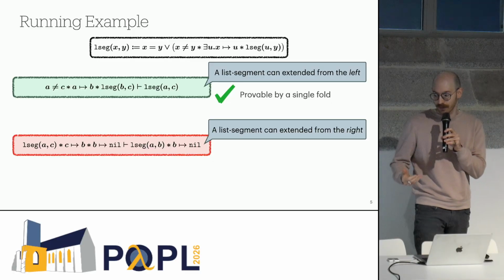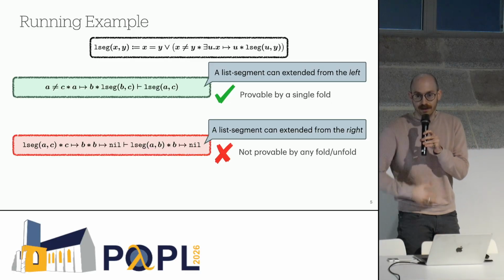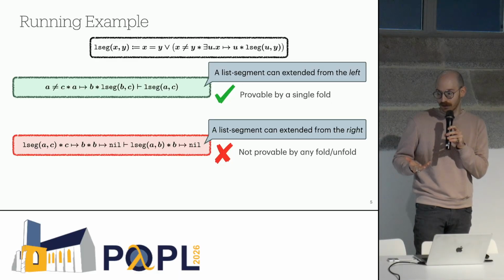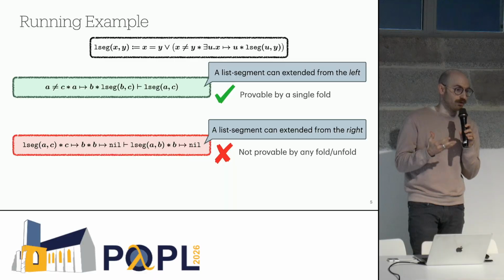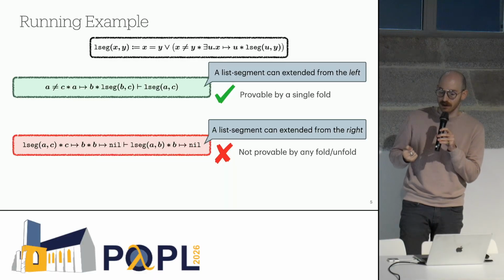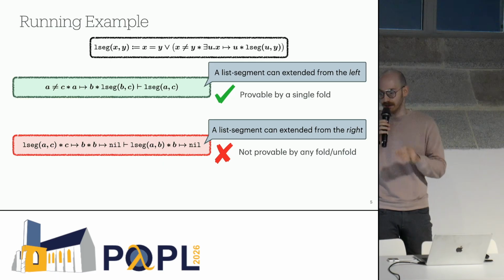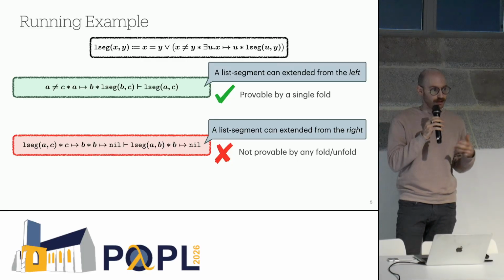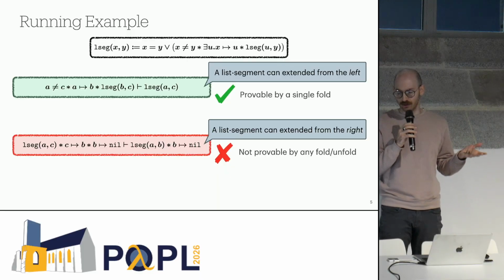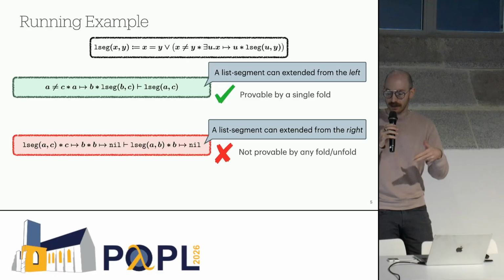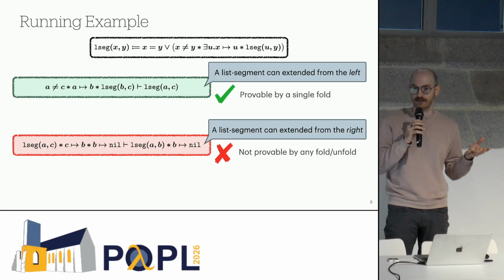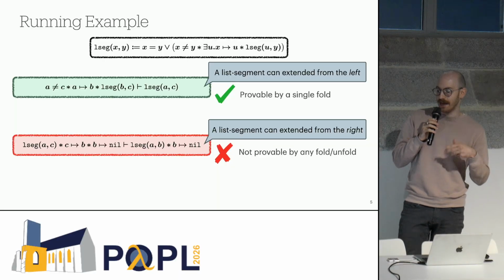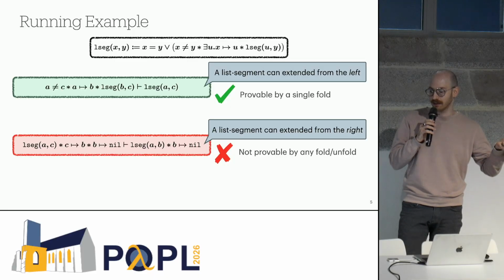It is valid, but it's not provable by any amount of fold and unfold reasoning. So no matter how hard we try, using only fold and unfold, we can't prove this entailment. One way to understand it is that the syntactic shape of the LSeg definition only allows reasoning from the left side. Another way to say the same thing is that any application of fold and unfold proof rules on this entailment will never produce something with the shape of A points to T and LSeg T B.